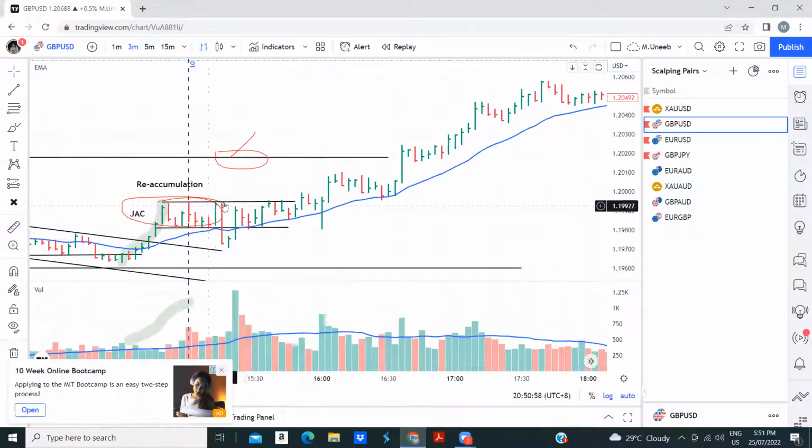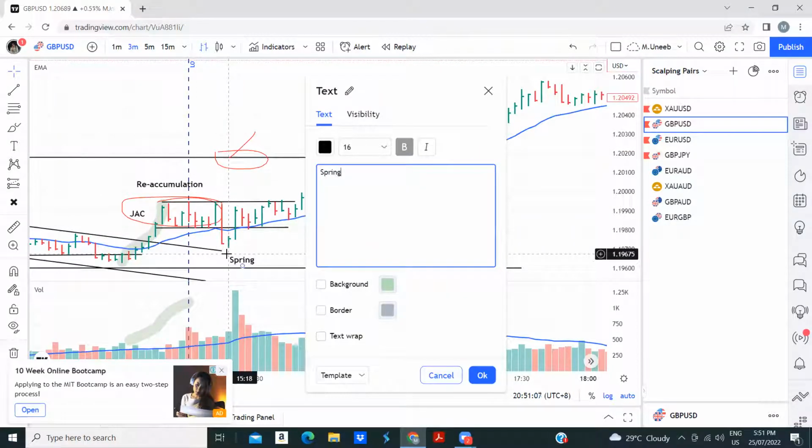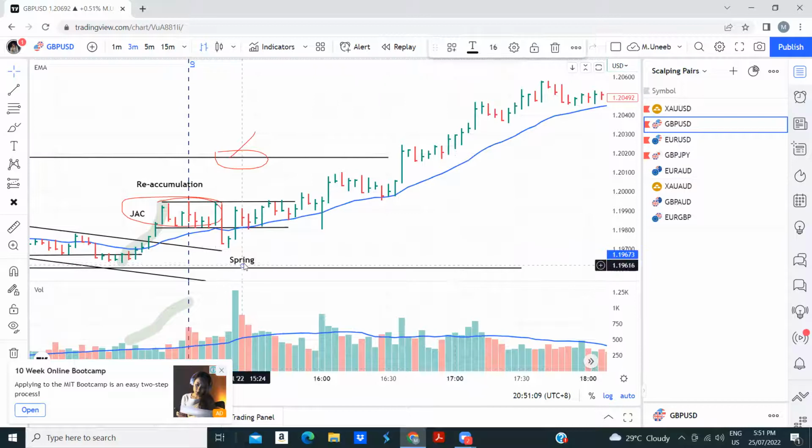The price just goes below. We know this is a reaccumulation, and then the price turns back. This is spring. Am I right? But because the bars are so big here, when the price returns, it's so huge, I cannot place my trade. I want to wait for the test of this region. The price comes back and tests this region at this point.